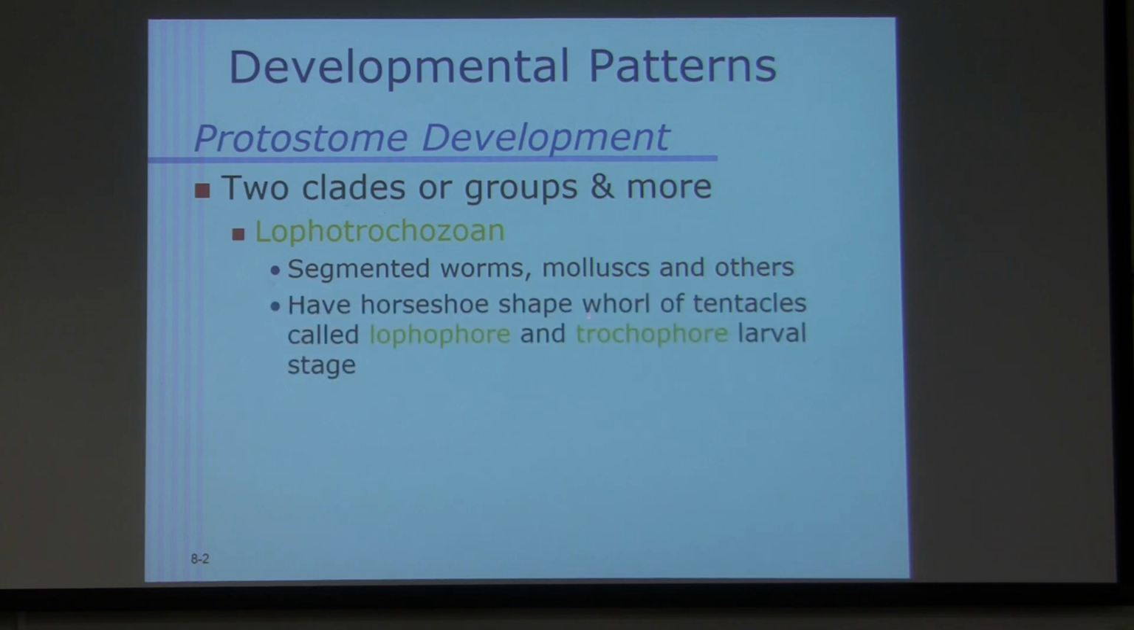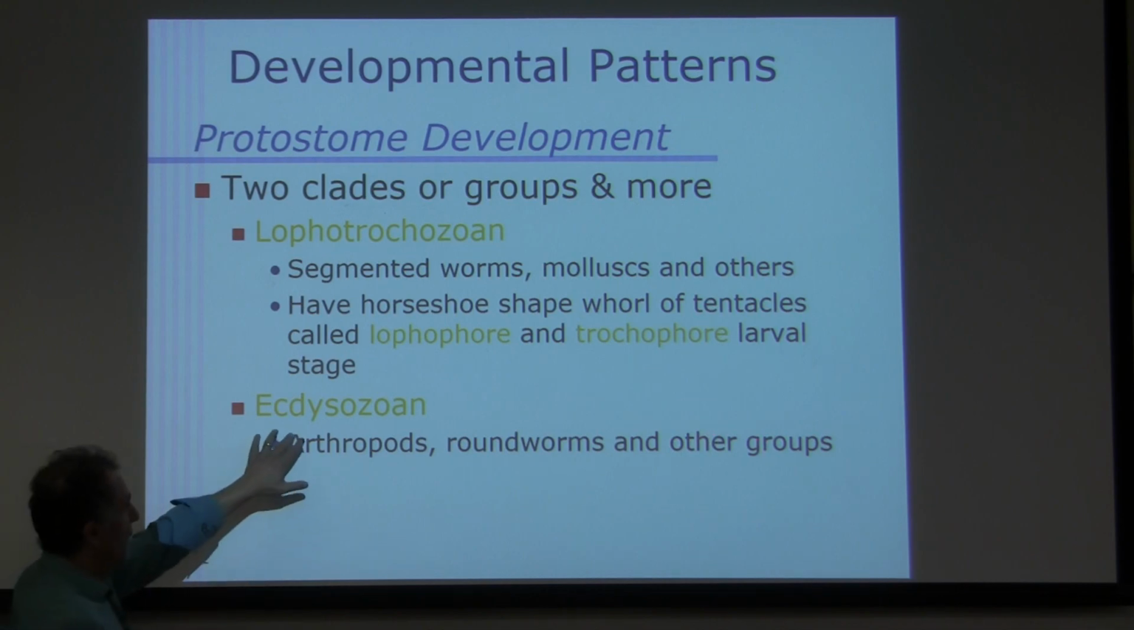They have a horseshoe shape, a whorl of tentacles called a lophophore, and trochophore larva stages. Those are some of the characteristics of the clade Lophotrochozoans. The other clade is Ecdysozoan. Ecdysozoans are the arthropods, roundworms, and some other groups.